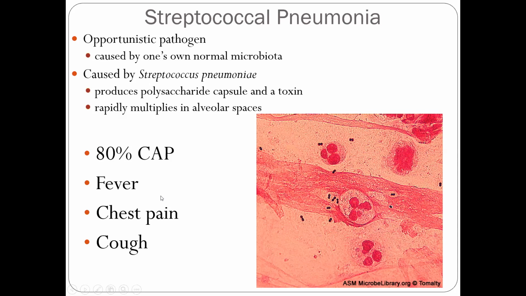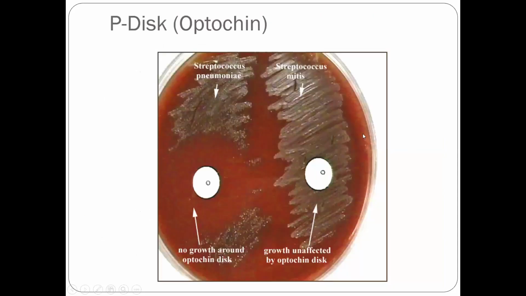They have a polysaccharide capsule and generate a toxin, and rapidly multiply in the alveolar spaces, dominating there. Now, here is something you need to know. We want to mention this in the video also.